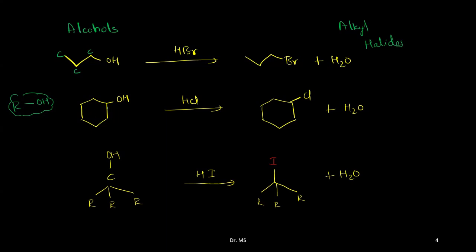You take another one, this is called aryl, as it is a ring. If it is a chain, we call it an alkyl halide. As it is a ring, we call it an aryl alcohol or cyclic alcohol. This aryl group has an OH group, and when we react it in presence of hydrogen chloride, the OH is replaced with chlorine, and we are getting water as a product.